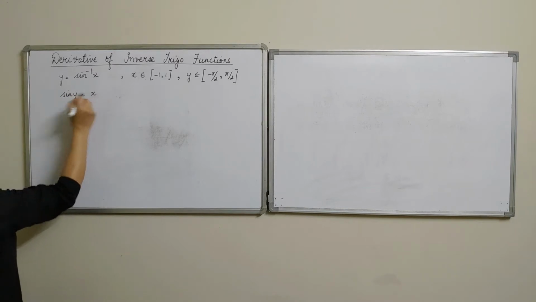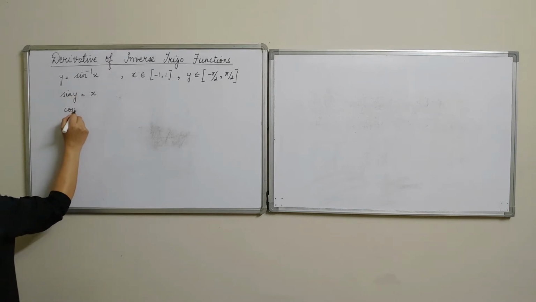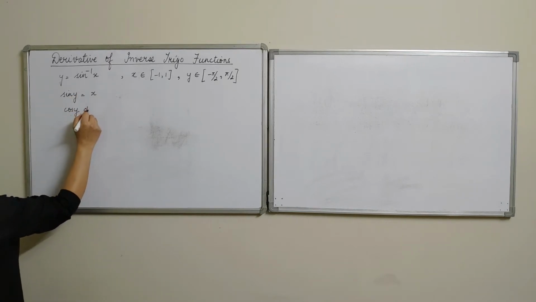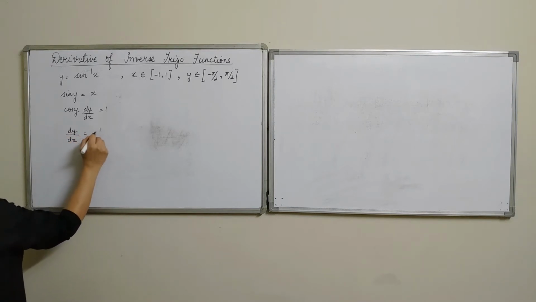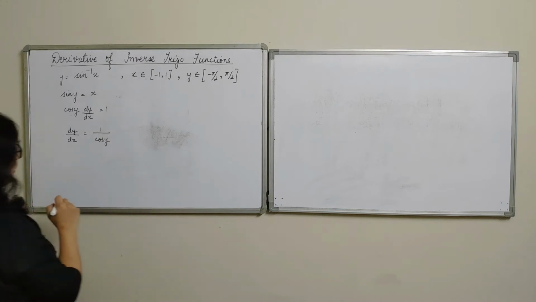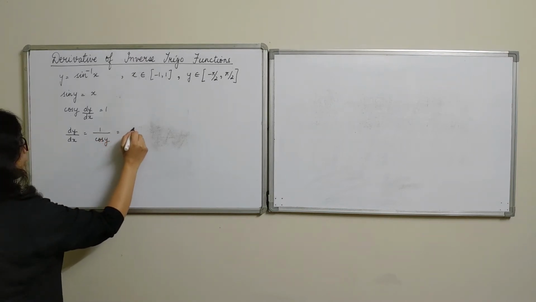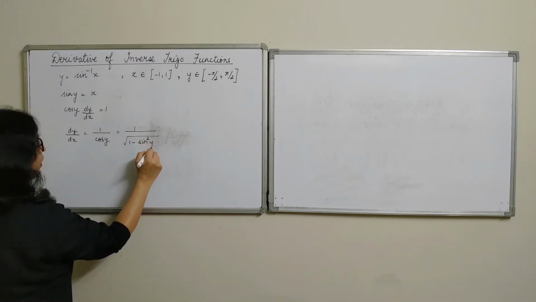Sine y is equal to x and differentiate both sides with respect to x. So we know this is a composite function, hence its derivative would be cos y dy by dx is equal to 1, or we can write down dy by dx is equal to 1 upon cos y. Now here cos y can be written as under root of 1 minus sine square y.